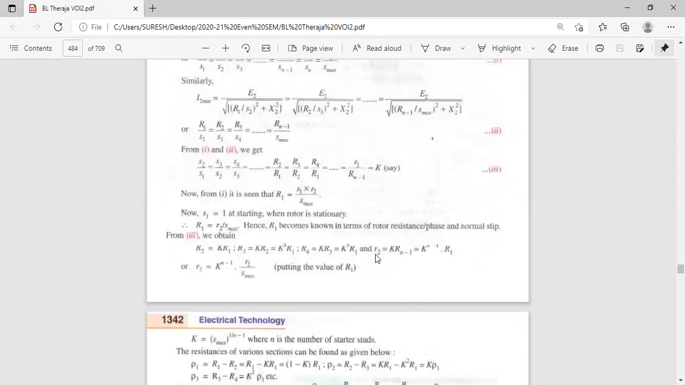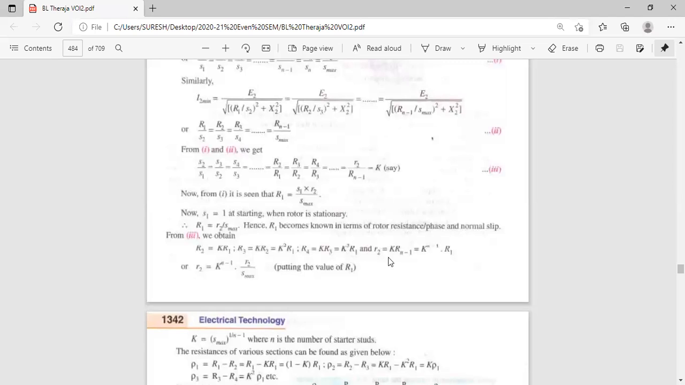See here, last one I am taking. Here R4 is equal to K cube into R1. What do you mean by 4? If you are taking 4, we are getting 3. If you are taking R3, K square into R1. If you are taking R2, K power 1. If you are taking R4, K cube. If you take R5, K power 4 into R1.